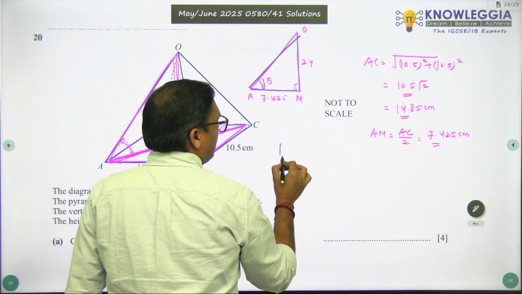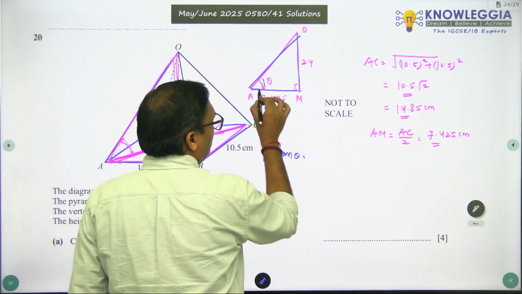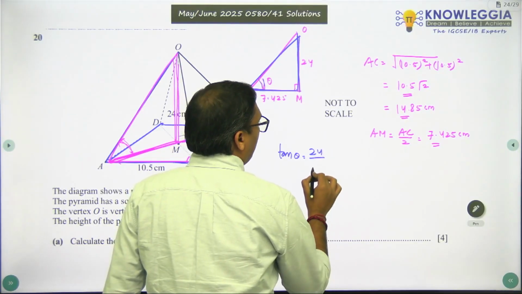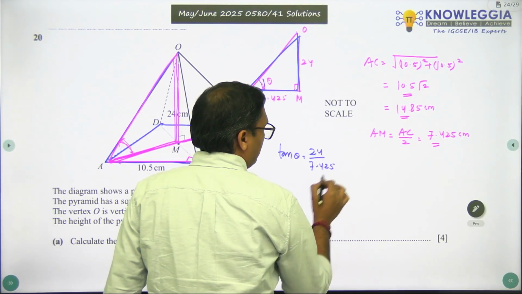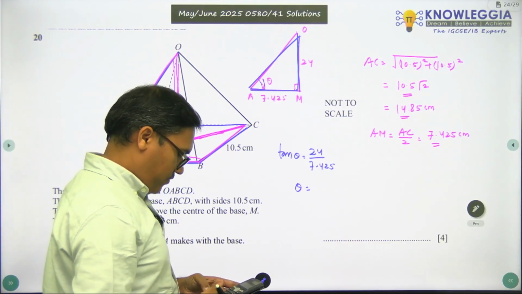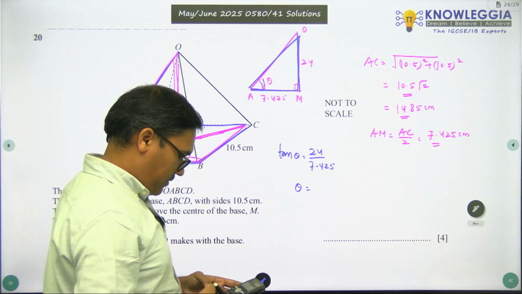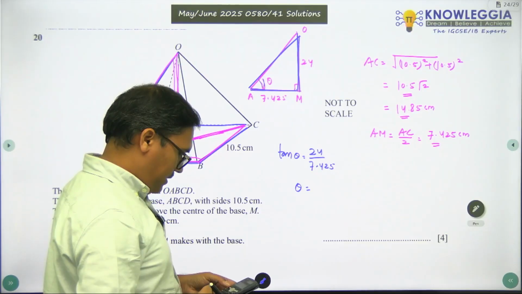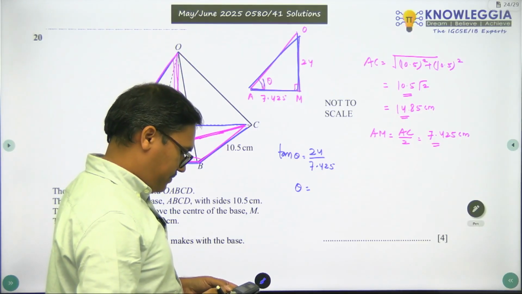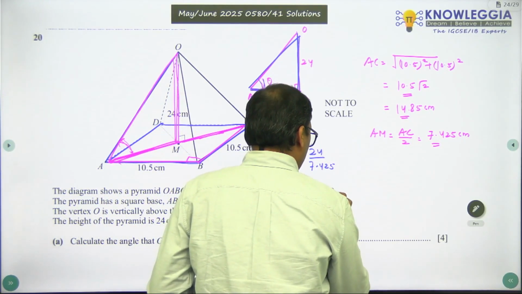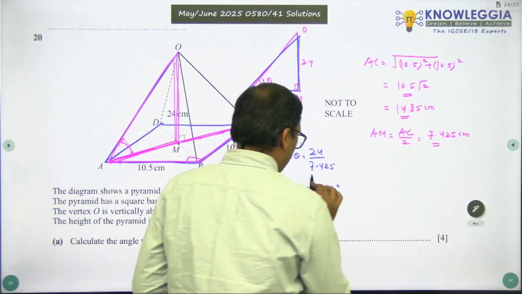I can apply tan theta. Why am I applying tan theta? Because we know the adjacent side and we know the opposite side, which is 24 upon 7.425. So what is theta? We will take the tan inverse of 24 divided by 7.425, which is 72.8 degrees. So that is the answer.